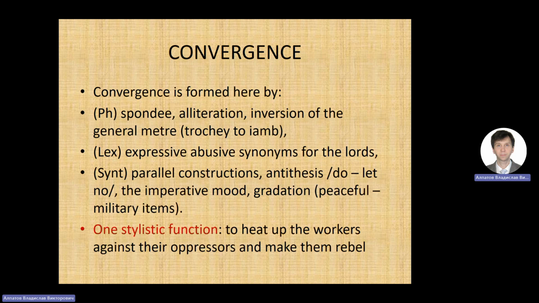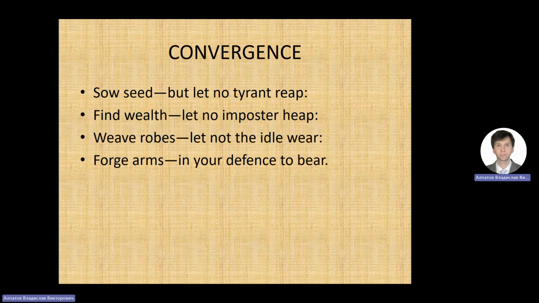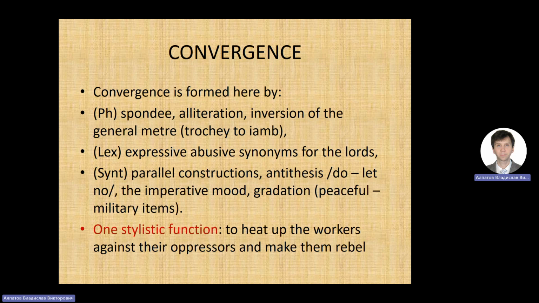He uses antithesis when he speaks about the workers and then the lords. He uses parallel constructions to repeat the same idea three times or even four times. And he uses gradation when he goes from peaceful things like seed and wealth to arms. He does all of that with one stylistic function: to heat up the workers against their oppressors and make them rebel. This is what convergence is. He uses multiple stylistic devices from various levels in order to achieve one stylistic effect. Is it clear what convergence is?